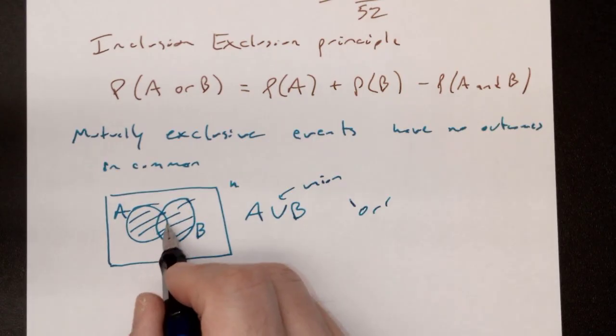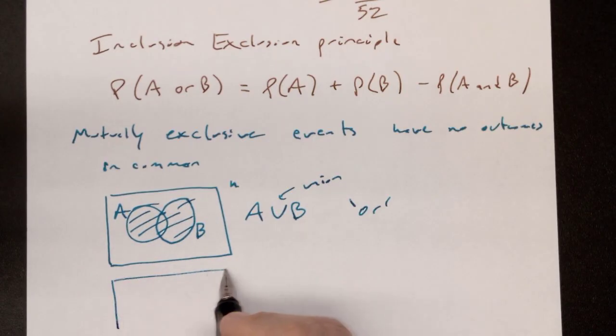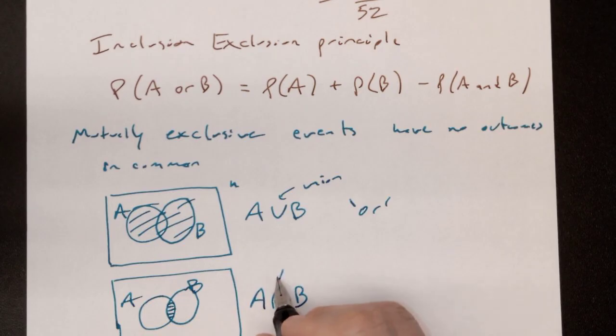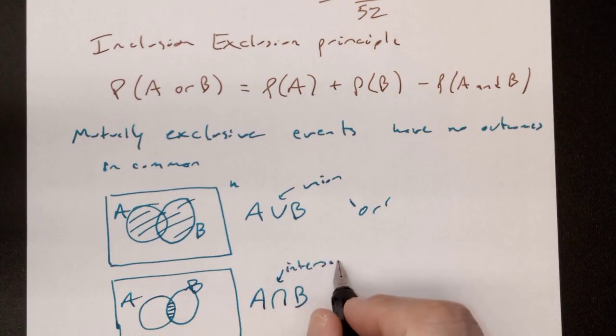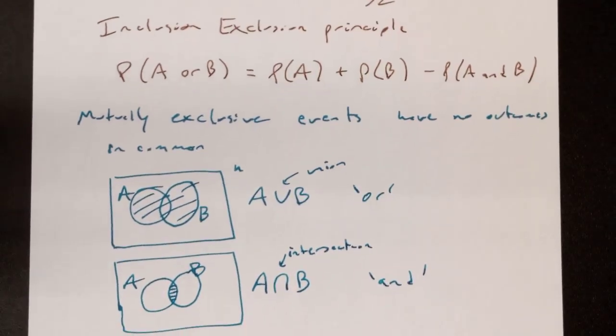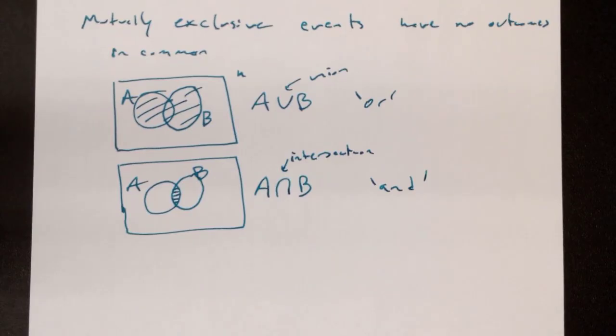If I only want the little sliver in the middle, that one little piece is called the intersection. It represents our word and. What does my Venn diagram look like if those two events are mutually exclusive?